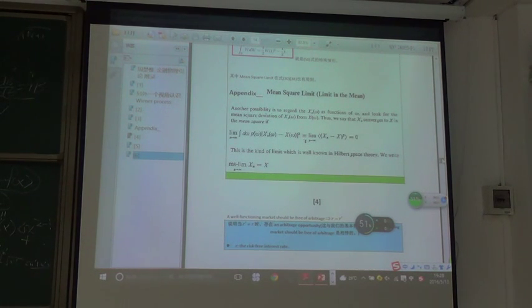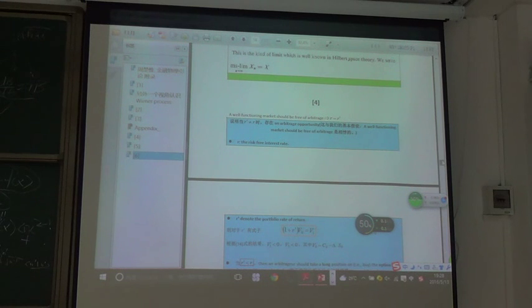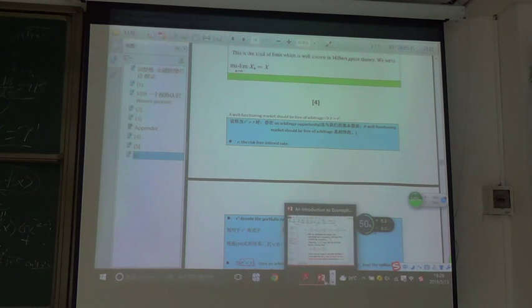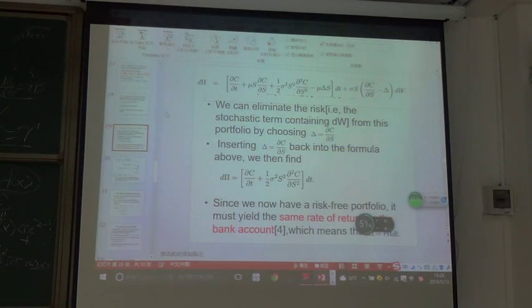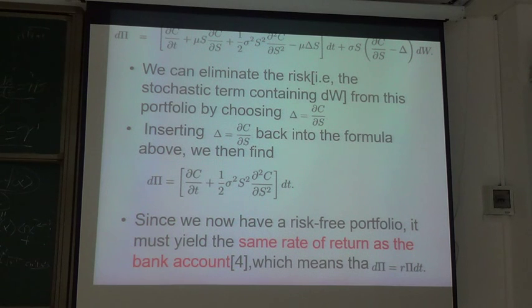And from the blue box above, you just remember the equation r equal to R spot, and the rest you should neglect. If you have interest in it, you can have a look. And r equal to R spot means the same rate of return as the bank account. So, which means d pi is equal to r pi dt.